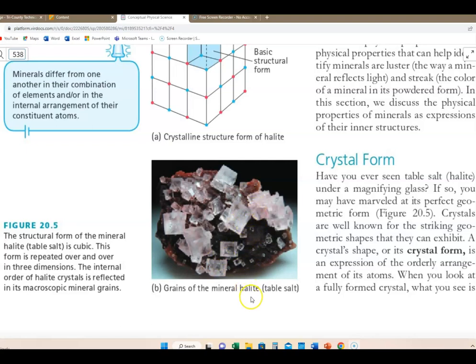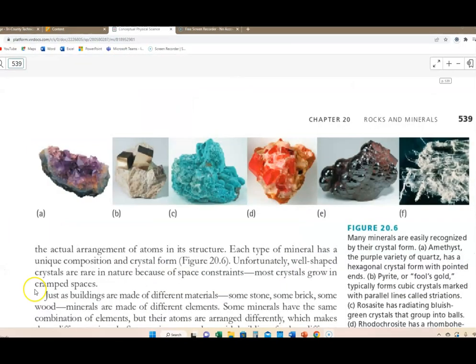This is just common table salt. When we talk about it as a mineral, it's called halite. All right, and you can see the cubes, right? You can see these cubes right here. I will get to fracturing and cleavage in just a second. I just wanted to show you some other minerals. You can see these right here.